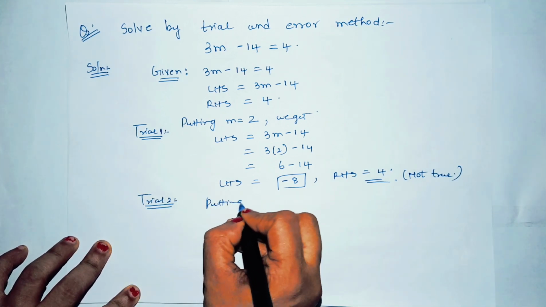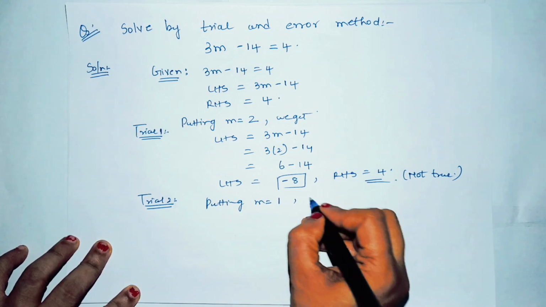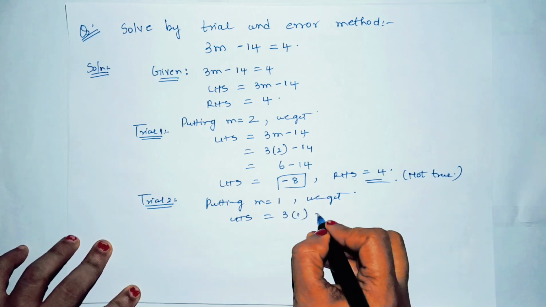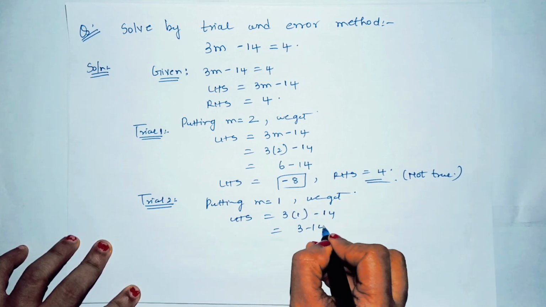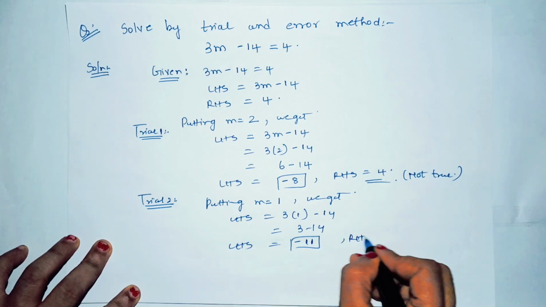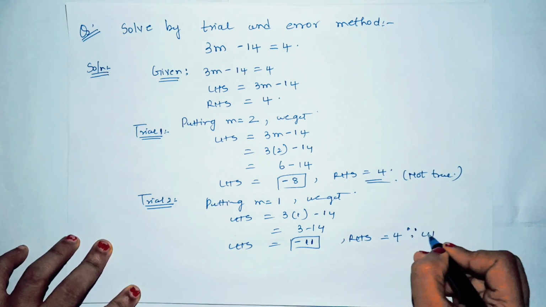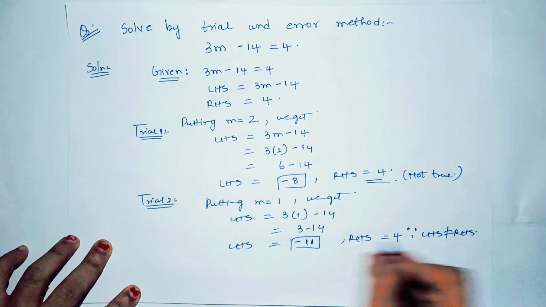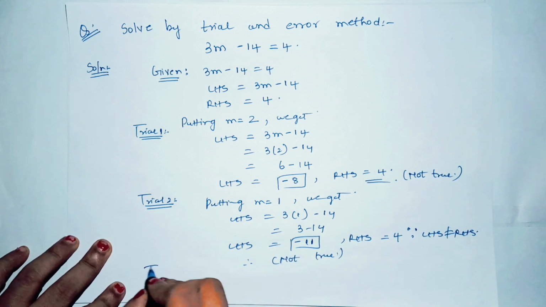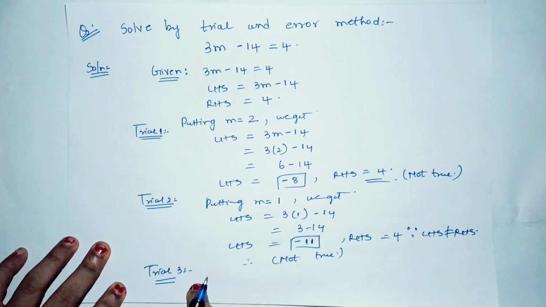Putting m is equal to, can you write 1? Okay, let's see. We get LHS equals 3 minus 14, which is minus 11. So LHS and RHS, what do you have? RHS is 4. Since LHS is not equal to RHS, therefore what? Not true. Can you check with trial 3? You can proceed with trial 3, and at most you can check with 4 trials.